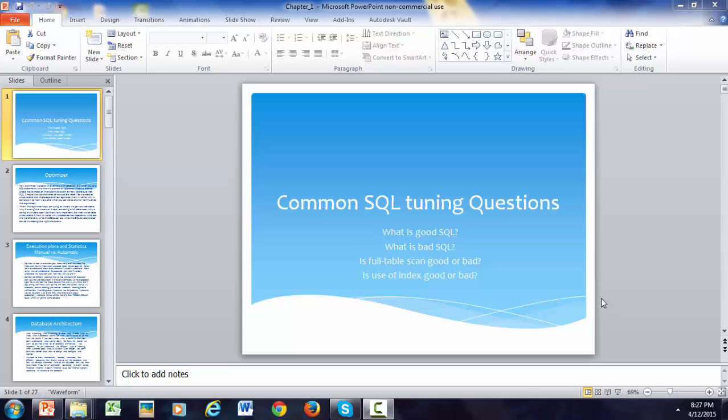I'm going to talk about SQL tuning, and the common SQL tuning questions are: what is good SQL? What is bad SQL? Is full table scan good or bad? Is use of index good or bad? So I'm going to start with the optimizer.